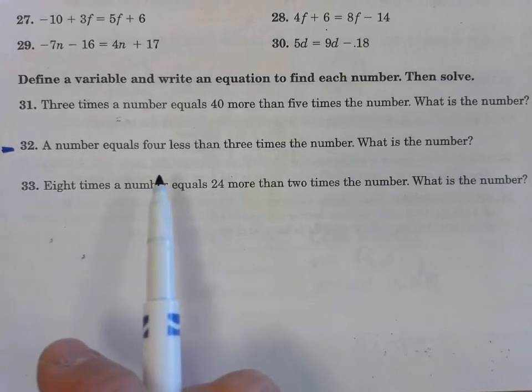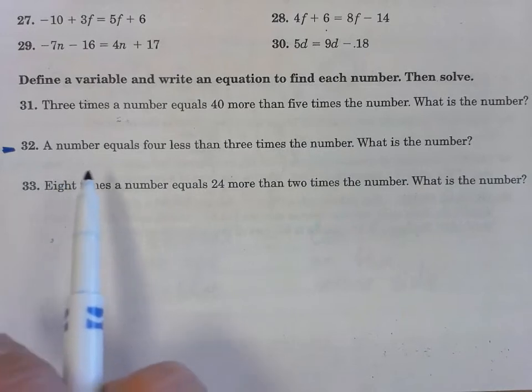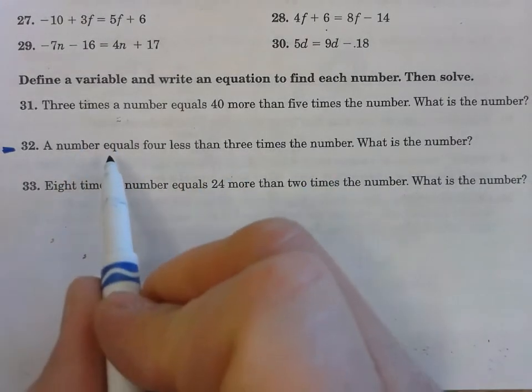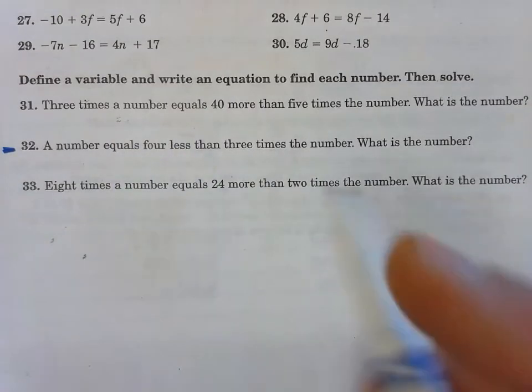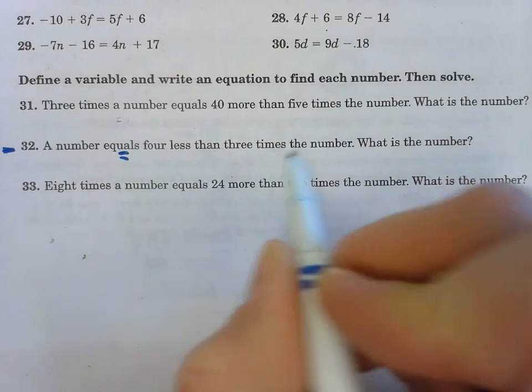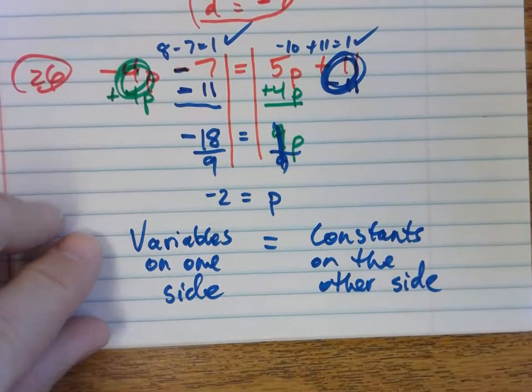A number equals 4 less than 3 times the number. What is the number? A number equals 4 less than 3 times the number. What is the number? All right, so right there you see it's got the word equals in there. So let's see if we can figure out what that is. We go to another sheet of old paper.